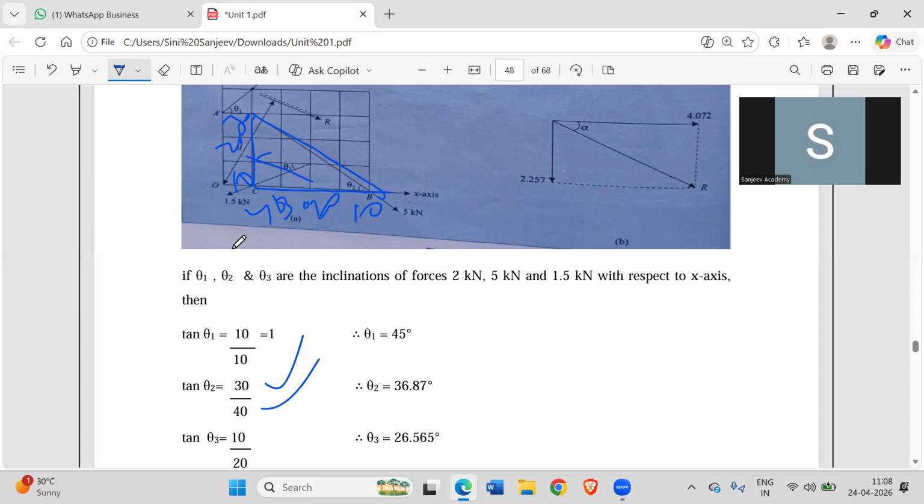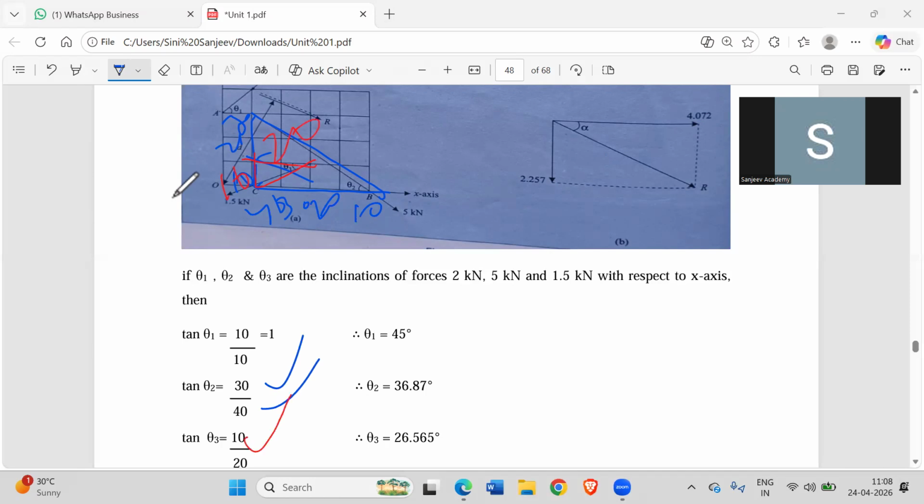Similarly, tan theta 3. This triangle, I'll draw it with another pen. Tan theta 3 is this triangle. The vertical is 10 and the base is 20, so 10 by 20. That's all. Just by seeing you'll get it. Not at all a big thing.